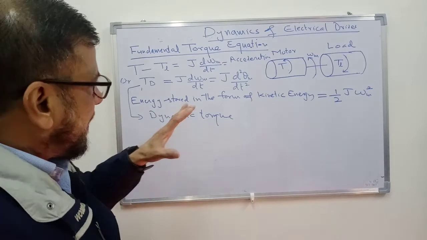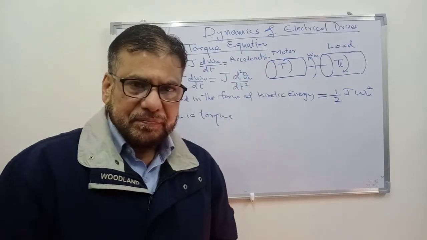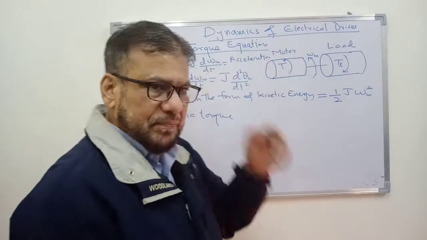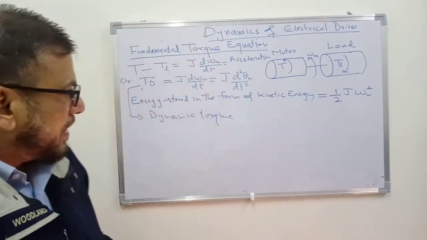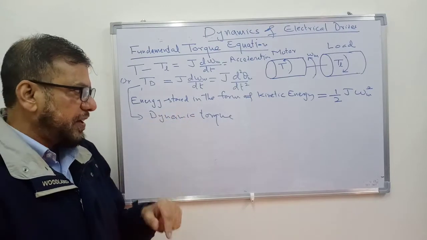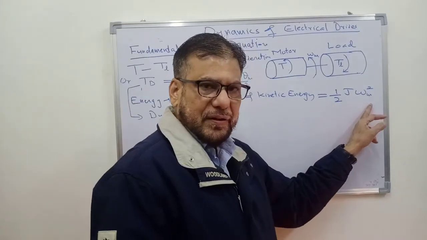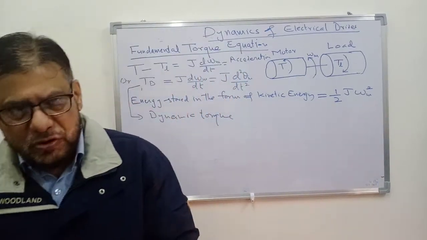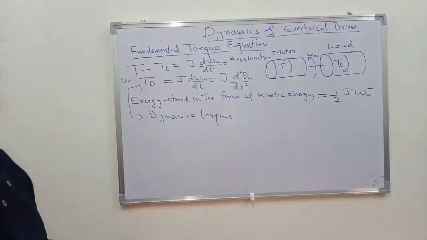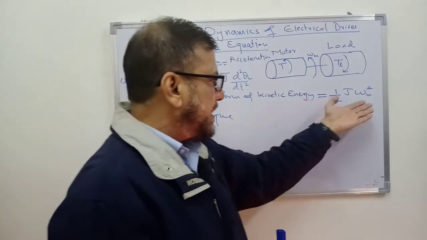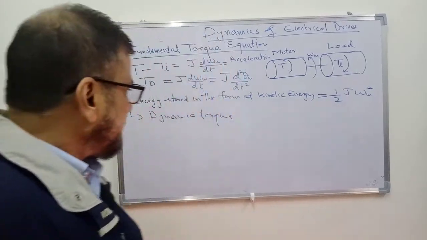Now the energy stored in the system, when the system is running, moving at a speed omega m, is stored in the form of kinetic energy. It is given by half J omega m square. In linear motion, this kinetic energy is equal to half m v square. So the equivalent here is half J omega m square.